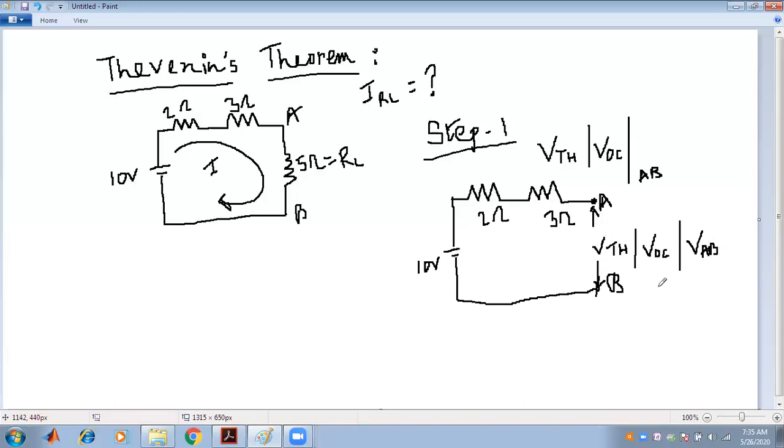So what is the value? This is open circuit, so there is no current flowing through the circuit. From the concept of the open circuit, if there is no current in the circuit, the total voltage will be dropped across the terminal AB. So VTH or VOC or VAB is 10 volt. This is our first step. We have to find the VTH or VOC, and it is found as 10 volt.